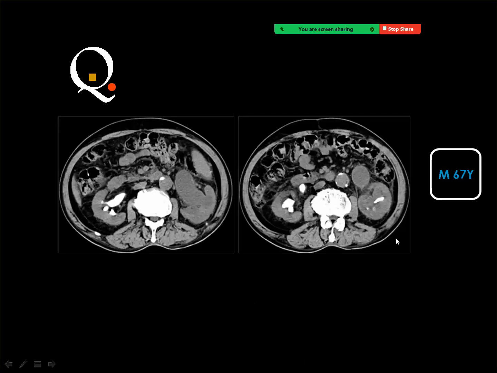And here, two scans of the kidneys without contrast.